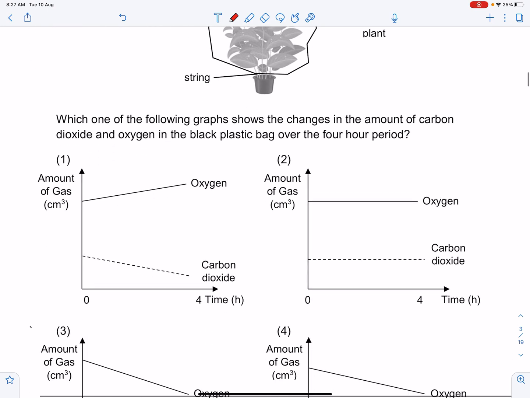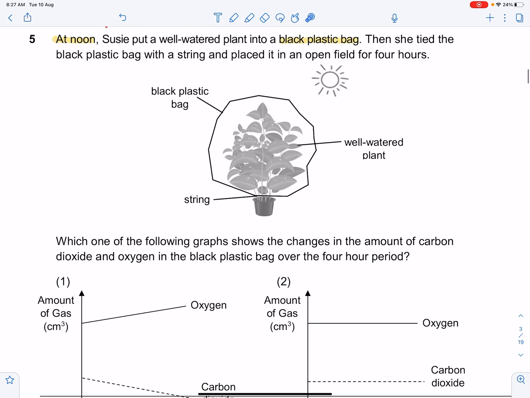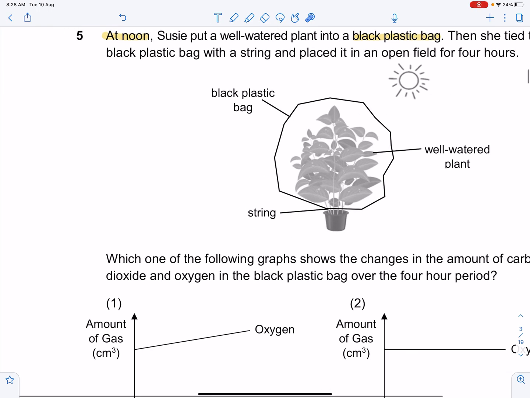So moving on to the question statement. Which of the following graphs shows the changes in amount of carbon dioxide and oxygen in the black plastic bag over the 4-hour period? Whenever I tell my students this, before the start of the paper, always write down 2 equations: the photosynthesis word equation and the respiration word equation. This would really help you to answer many questions. So I'm going to exemplify just one time over here as a quick revision.